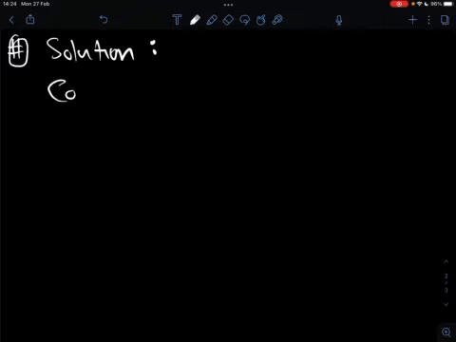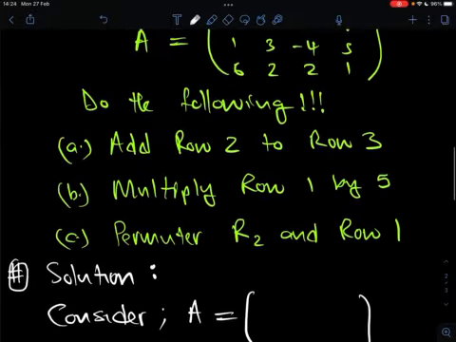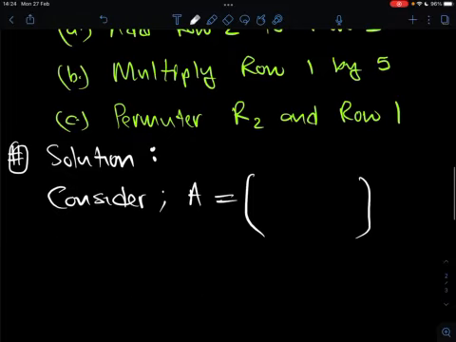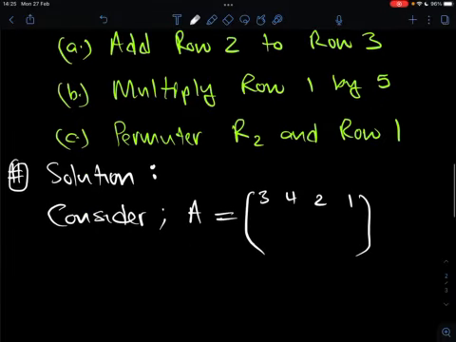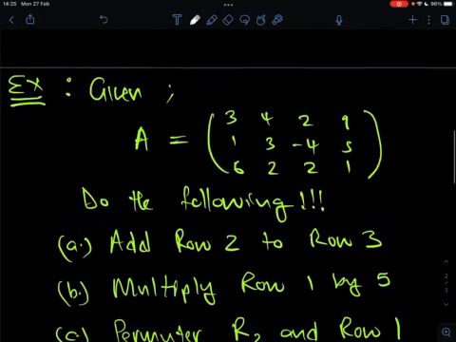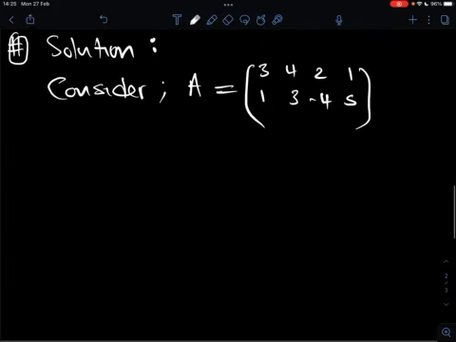So as a solution, we'll consider the matrix that is given to us. We're given the matrix A, which is given as what? So let me copy this: 3, 4, 2, 1. And also we're given 1, 3, minus 4, 5. And then the other thing that is given is 6, 2, 2, 1.